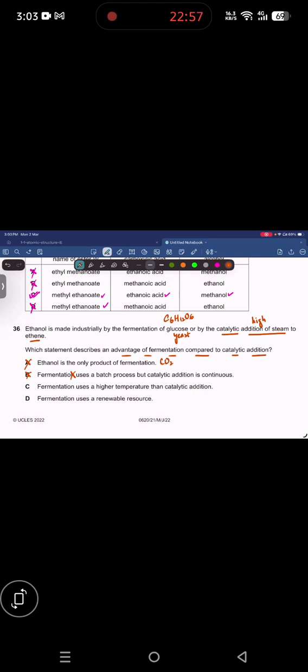Fermentation uses a high temperature. This one is wrong here. The temperature for the fermentation is 25 through to 35 degrees C, a little bit higher than room temperature.